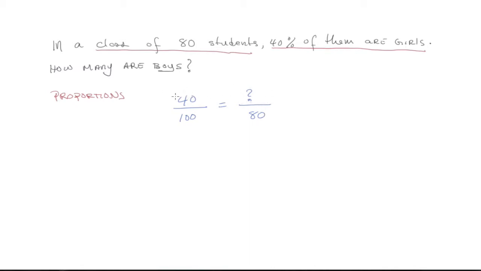I don't know. So 40% means 40 girls out of 100, but we don't have 100, we have 80 in a class. So how many of those are supposed to be girls? So you see we've got two fractions that are supposed to be equal to each other. All we have to do now is find the numerator that goes above the 80, and we're done.